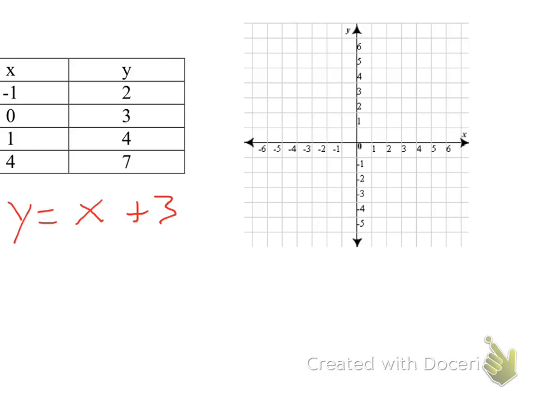Again, you can use your equation, or you can use the points. Let's use the points on this one. Let's take this first point, which is the point negative 1, 2. So go negative 1, positive 2. You put a point there. You can go to 0, 3. So 0, positive 3. You can go to 1, 4. So go to 1, 4, put a point there. And you can go to 4, 7. Well, 4, 7's up here on this point right there.